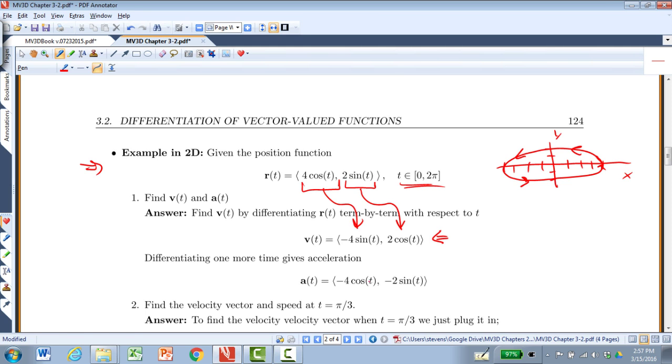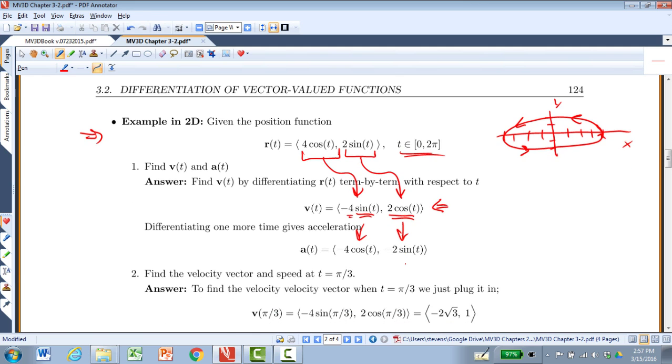So that gives me my velocity right there. And if I differentiate one more time, sine goes back to cosine. I still keep the negative 4. That's another derivative there. If I take 2 cos t, now going from cos to sine gives me a negative, and I get negative 2 sine t. Right? Okay, so what good does that do us? What does that mean geometrically?